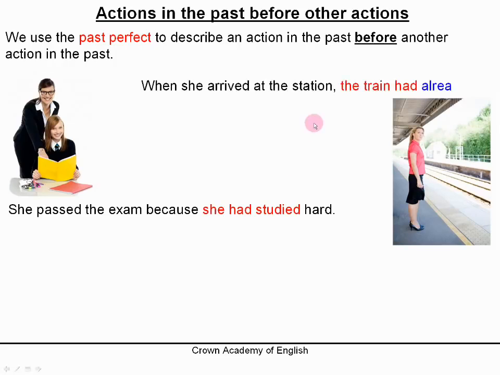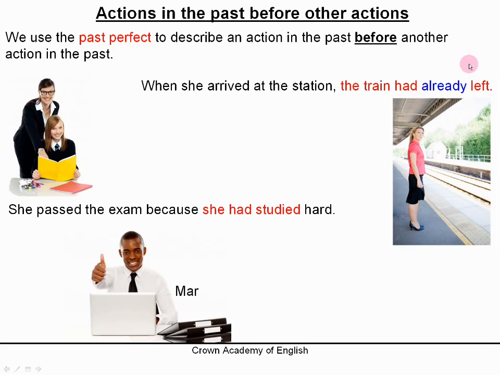When she arrived at the station, the train had already left. Okay, so in red we have the usual form of the past perfect, and in blue this is an adverb, already. So it is important to learn the position of the adverb. It is between had and the main verb. Okay? So first the train left, then she arrived at the station. The train had already left. Past perfect. Mark was happy because he had found a new job. He had found. The past perfect.